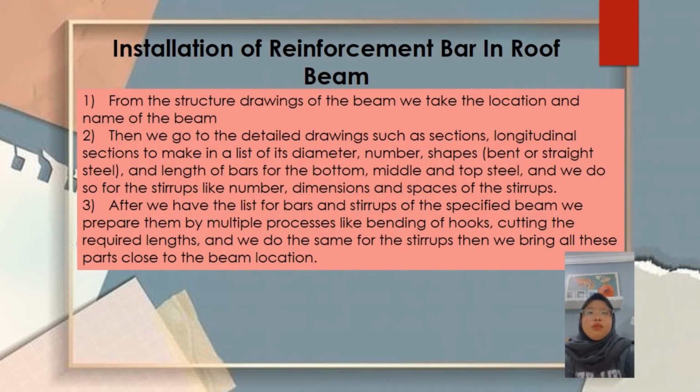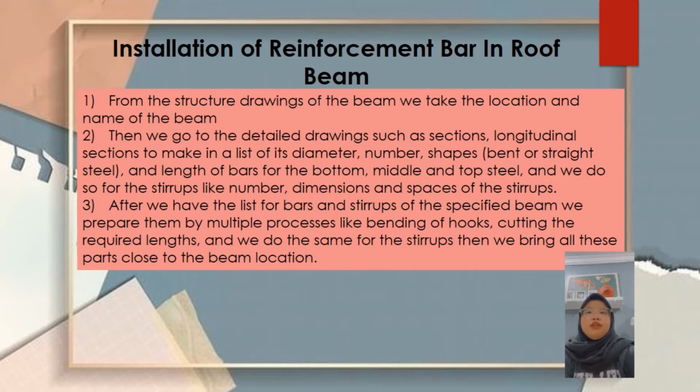First, from the structure drawing of the beam, we take the location and name of the beam. Then, we go to the detailed drawings such as the section and longitudinal section, to make a list of the diameter, number, shape, and length of bars for the bottom, middle, and top steel, and we do so for the stirrups, like number, dimension, and spacing of the stirrups.